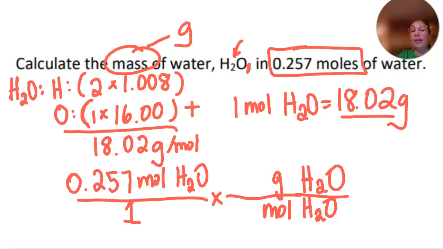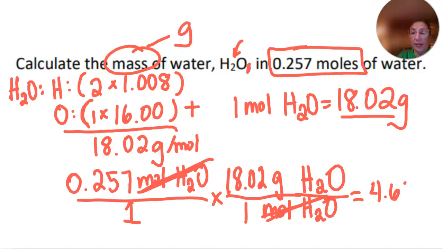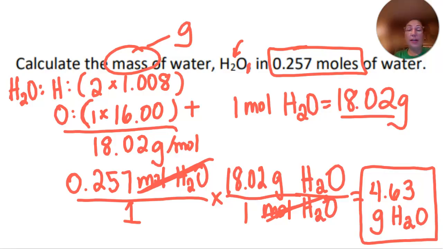Now, we just calculated that there were 18.02 grams in every 1 mole of water. Moles of water cancel out for units. In our calculator we do 0.257 times 18.02, and we get 4.63 grams of water. So we can start with moles and get to grams using molar mass as well. Here we're multiplying by molar mass when we were dividing before.